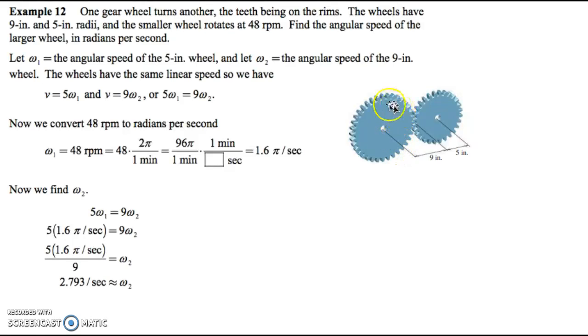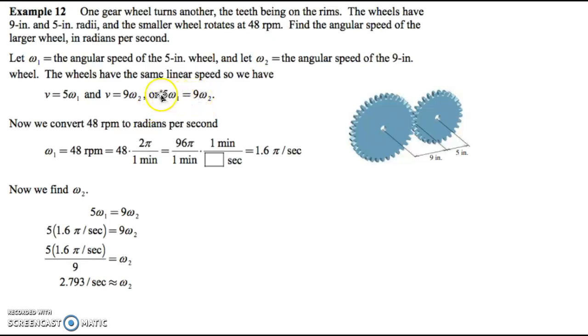So regardless that one is bigger than the other, the speed at which they're turning is the same. The little one will go around a lot faster than the bigger one, but they're still traveling at the same speed together. So the linear speed is 5, our radius for our small wheel, times W, which is our angular speed, and that's what we need to find. And the linear speed is equal to 9, the radius for the larger one, times W sub 2. So that'll be our second angular speed.